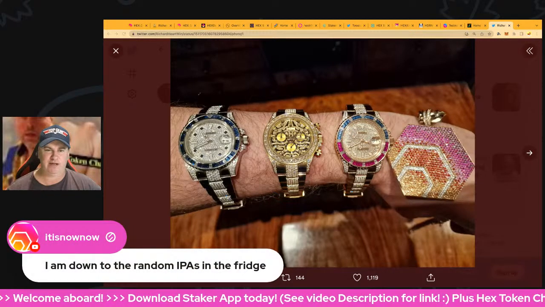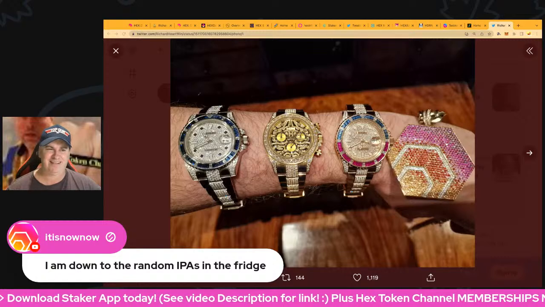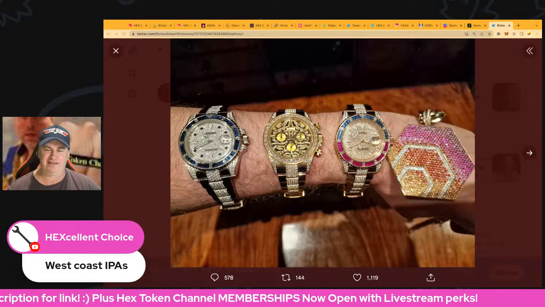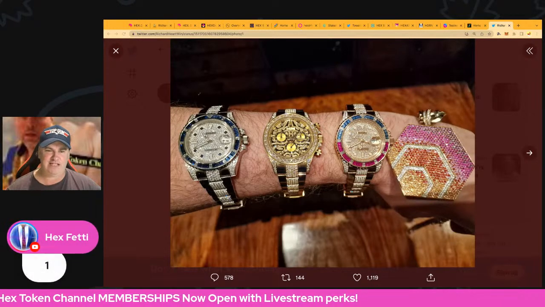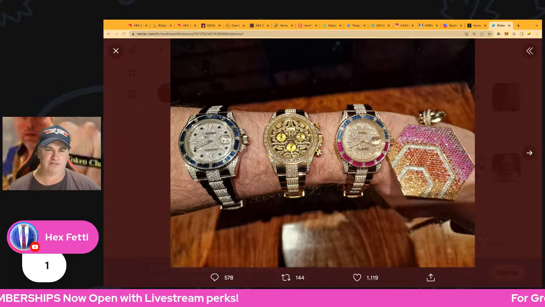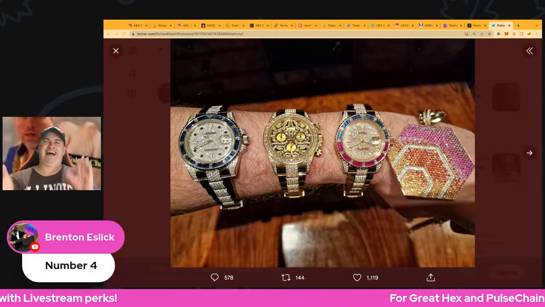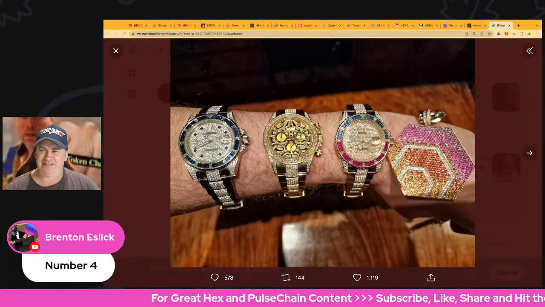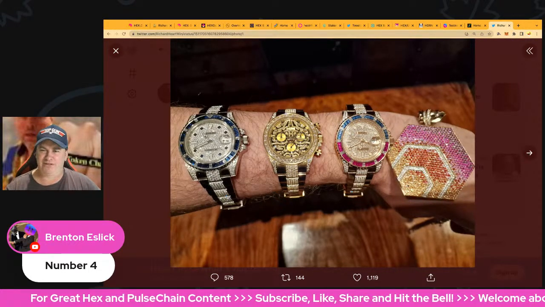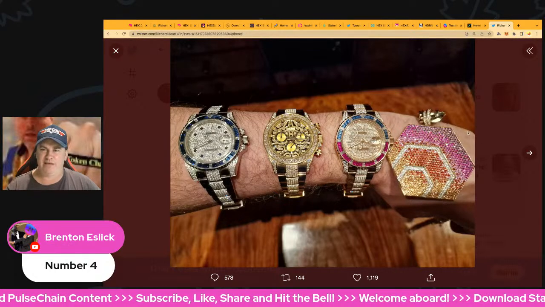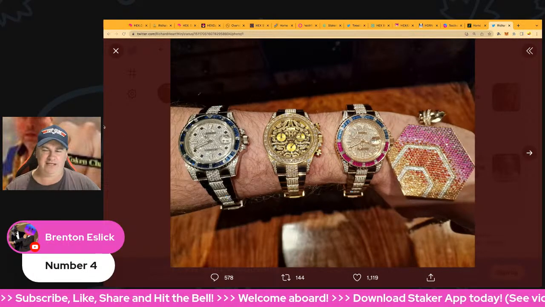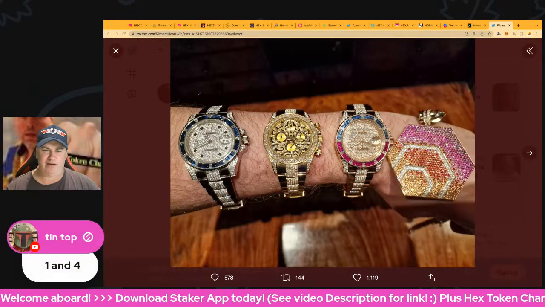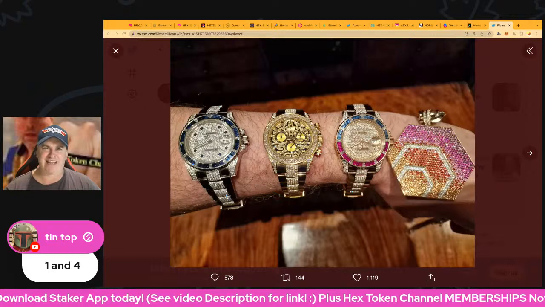I am down to the random IPAs in the fridge. Oh wow, that's hardcore. You guys, after the live stream, you have to go out and get some more supplies. It sounds like you guys need a bigger supply or another fridge or something. X50 says number 1. All right, so the blue, nice, good choice. Number 4. There was no number 4. You can't take the Hex metal or whatever. This one here is the one that made the special video on. Man, it's amazing. If you haven't watched that video of how they made this, it's amazing. On the Hex medallion, I guess you call it. Number 1 looks good, says James. Number 1 and 4, says Tintop. Hey, yeah, everyone just added a number 4 themselves.